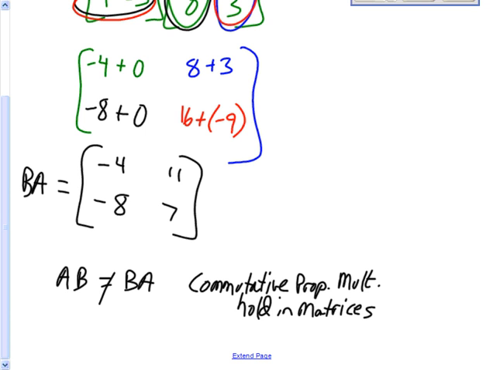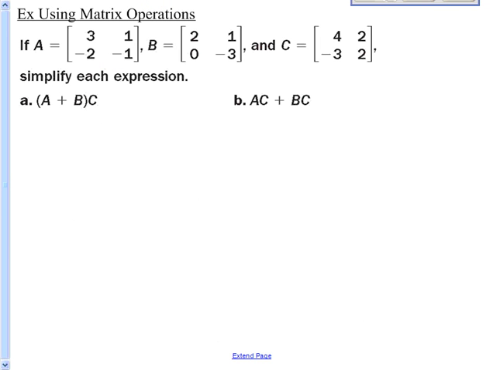Okay, so a counterexample. So this property does not hold in matrices. Okay, AB does not necessarily mean it is equal to BA in matrices. Now let's use a few matrix operations that do hold.